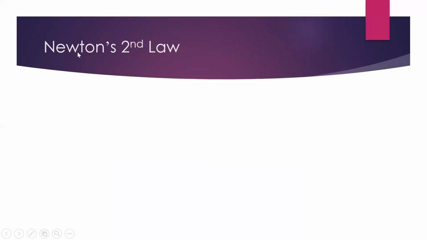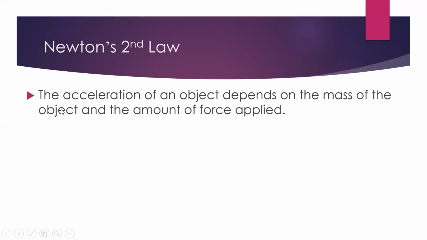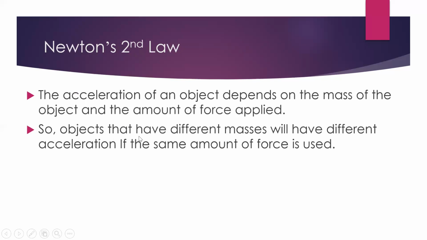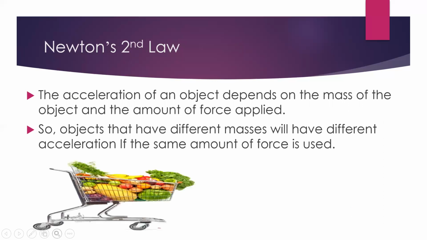Let's go for Newton's second law, which states that the acceleration of an object depends on the mass of the object and the amount of force applied. This was the second law, that acceleration of any object depends on two factors: the mass of the object and the amount of force applied on the object. So objects that have different mass will have different acceleration if the same amount of force is used.